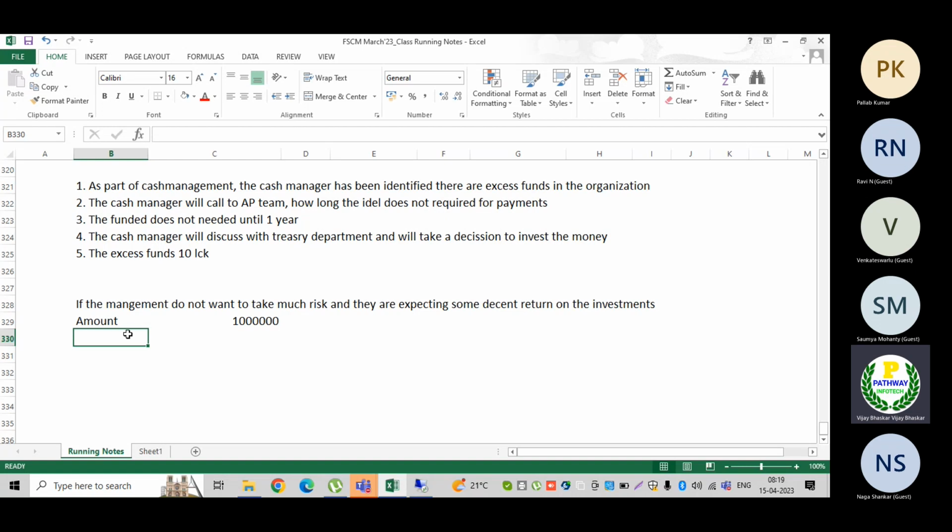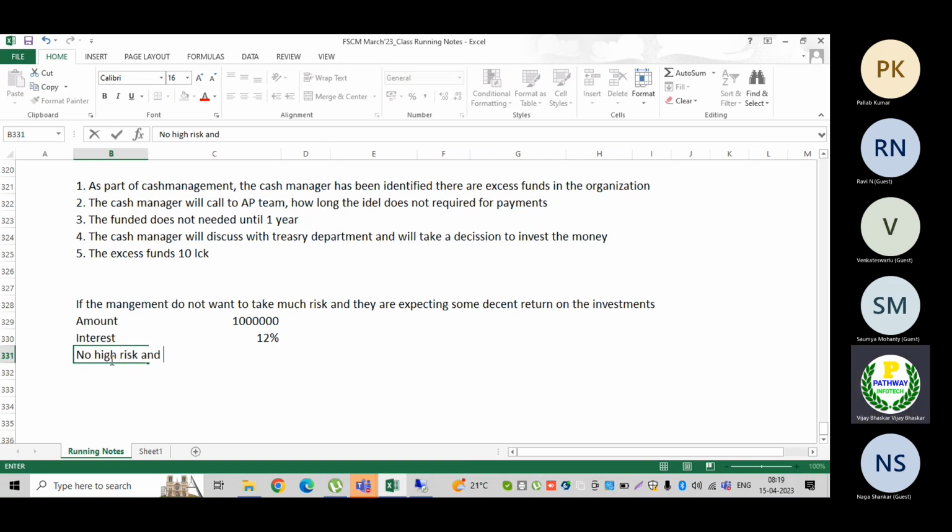Okay, now this is the amount. Then the interest, how much they are expecting? Interest rate, let's say, is 10% or 12% per annum they are expecting. So in this situation, if they are doing investment into the money market instruments, the first thing is that there is no risk here. No high risk, I would say.